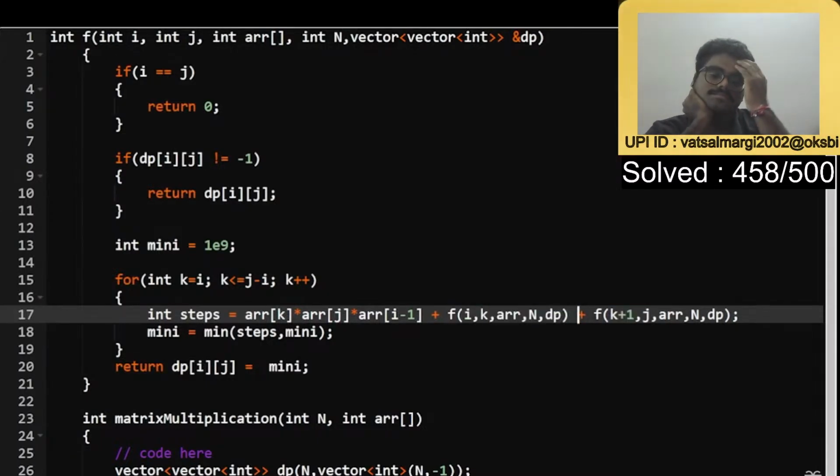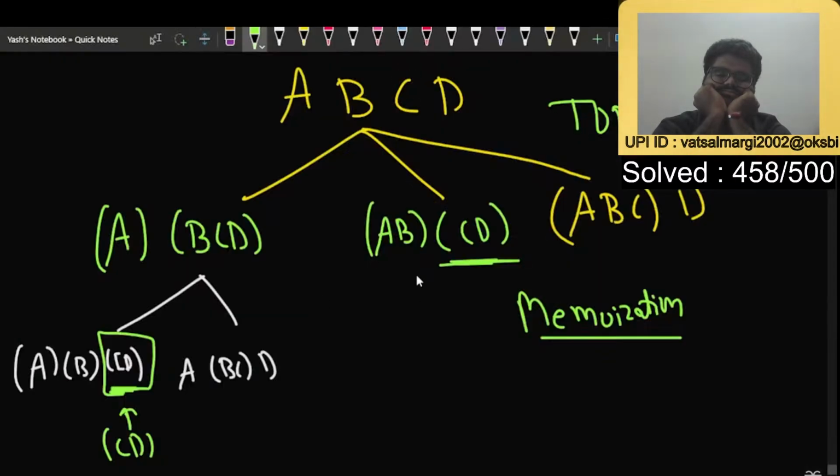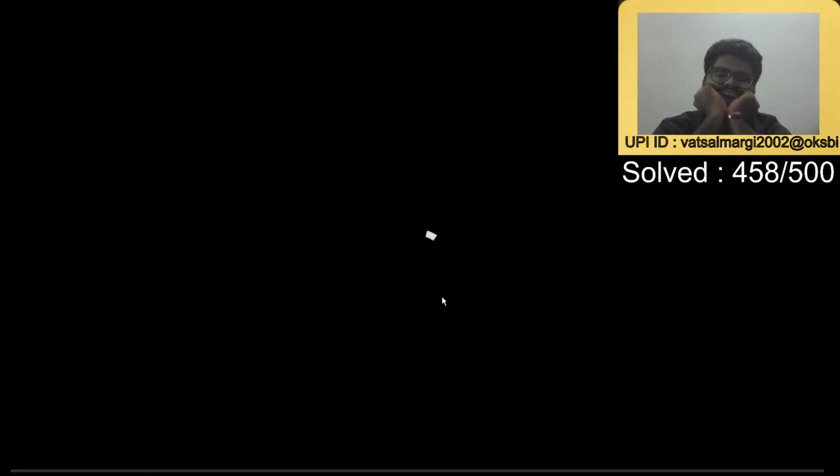So this is the left part that I get. This is the right part. So left part plus right part plus the current multiplication. That is nothing but array of i minus 1 into array of k into array of j. As we were discussing for these cases, like for this case, there will be a left part that we have already calculated. Then there would be a right part.